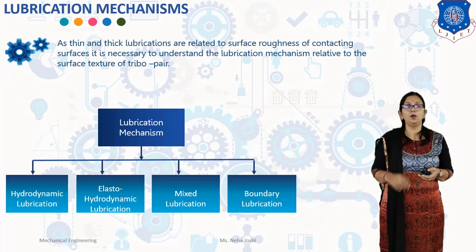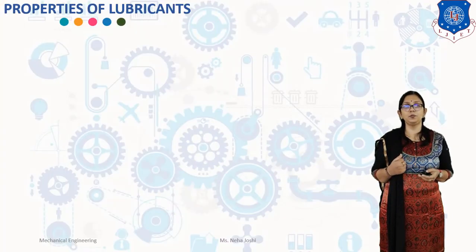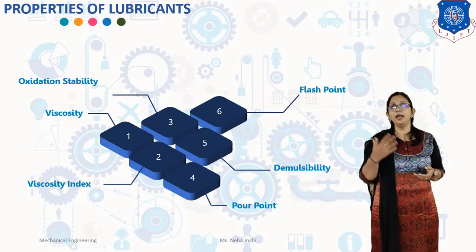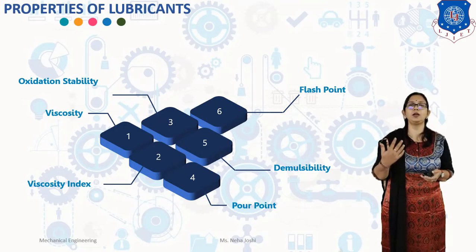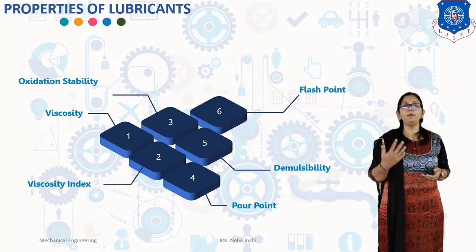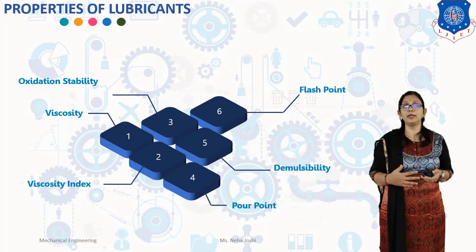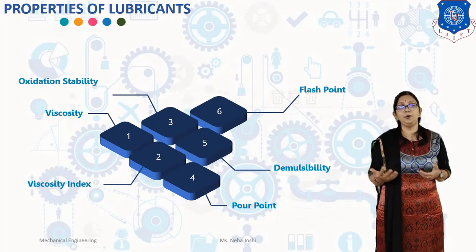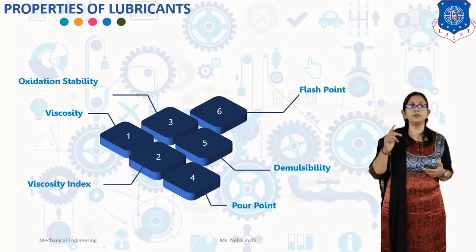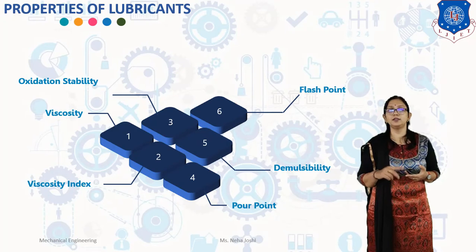Now we will discuss the properties of the lubricant. Lubricants have a wide range of properties that impact their physical and chemical behavior. Knowing about these properties is important in determining which lubricant is best for which situation. While there are many properties, the most important first one is viscosity, a lubricant's internal resistance to flow.